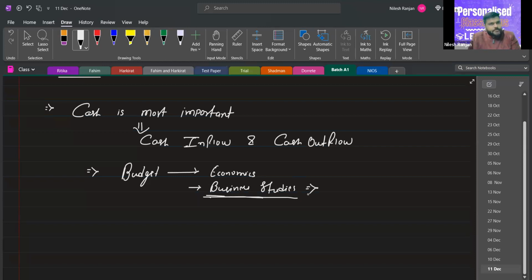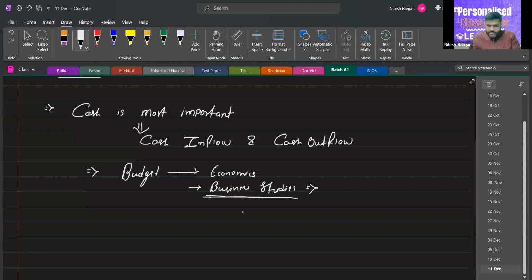So budget is a financial statement prepared for 1 year, which records the receipts and expenditure of the government. Okay. So budget is only prepared by the government? So that is government budget.